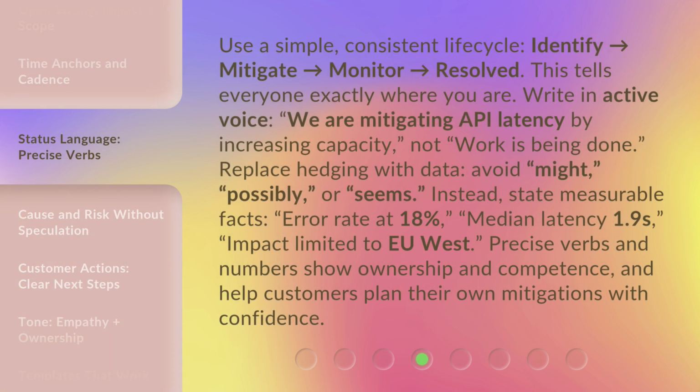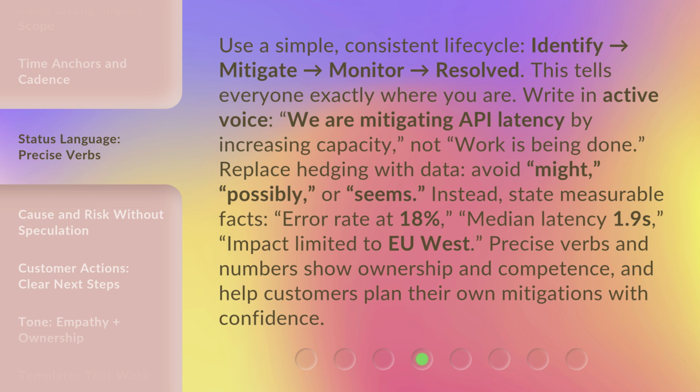Use a simple, consistent lifecycle. Identify, then mitigate, then monitor, then resolved. This tells everyone exactly where you are. Write in active voice. We are mitigating API latency by increasing capacity, not work is being done.